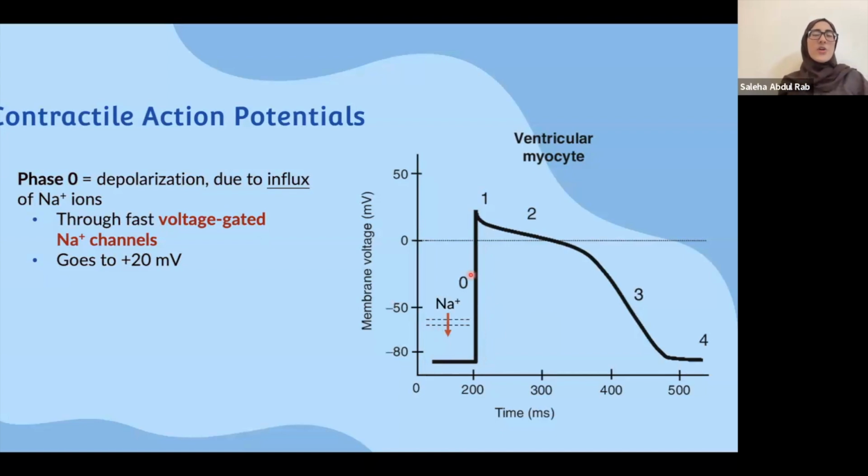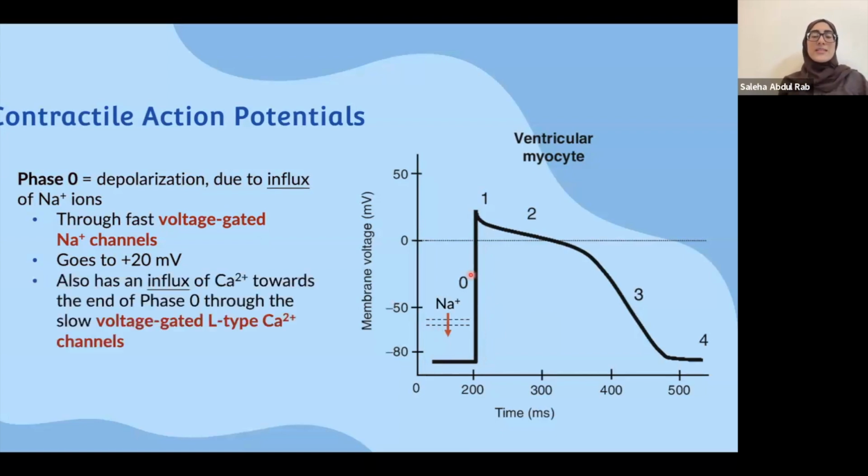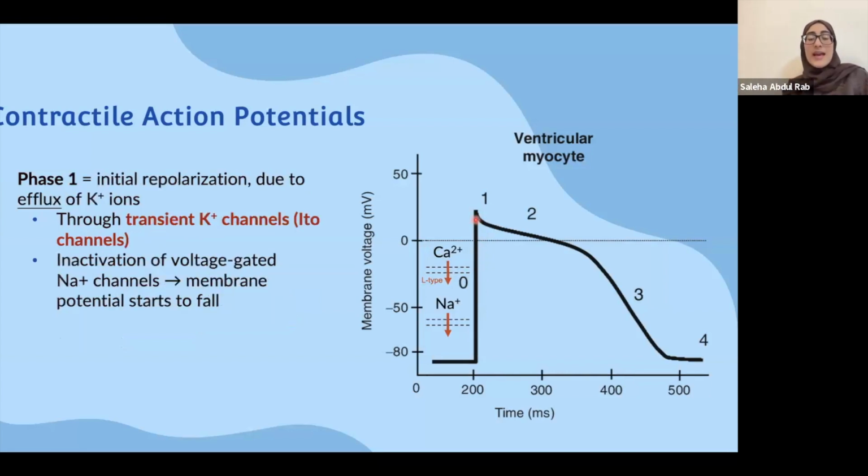Another ion is also involved here. This is the calcium ion, which is involved towards the end of phase 0. And again, we're looking at L-type calcium channels. The L-type calcium channels are back. Okay, so here we have an influx of calcium as well. Calcium is entering the cell towards the end of phase 0, and this helps the cell to reach +20. Okay.